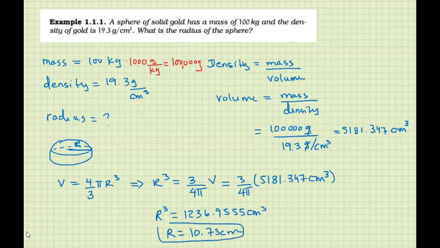All right, there we go. The radius is about 10 centimeters. That's not very big. Actually, if you think of a lump of gold, that is quite a big lump of gold. It's heavy, 100 kilograms. That's as much as a big person weighs. All right, anyway, here we go for this example.